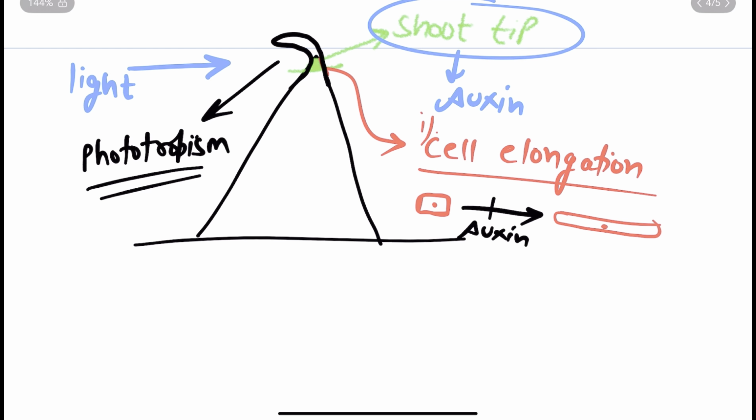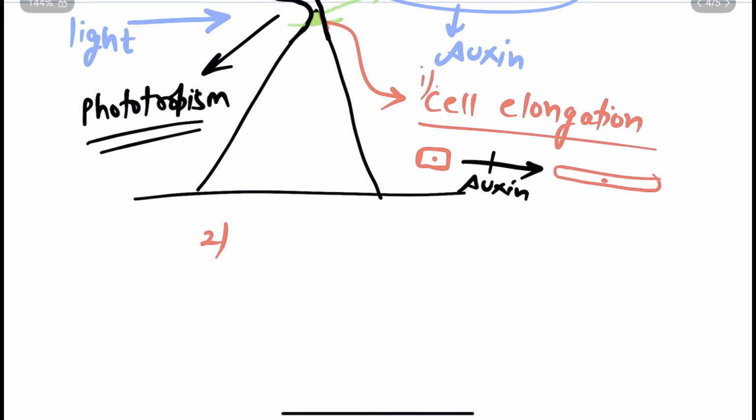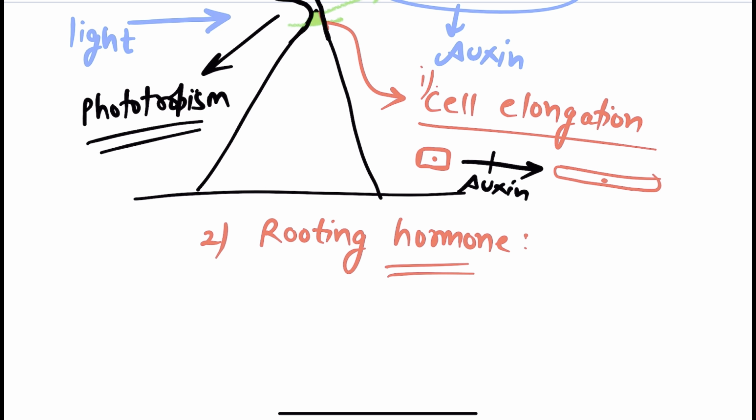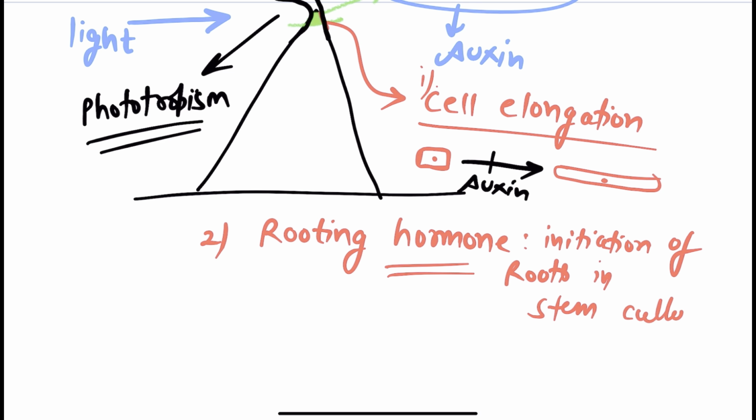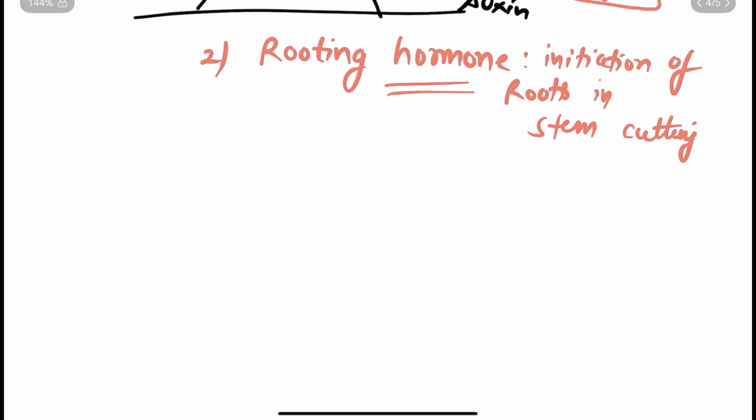What are the other functions of auxin? Auxin is a rooting hormone. You must have heard of, and you must have seen, that if you have a rose stem and you put it in water, auxin, being a rooting hormone, is responsible for the initiation of roots in stem cuttings. So it's the second function of auxin. Let's learn one more function of auxin.